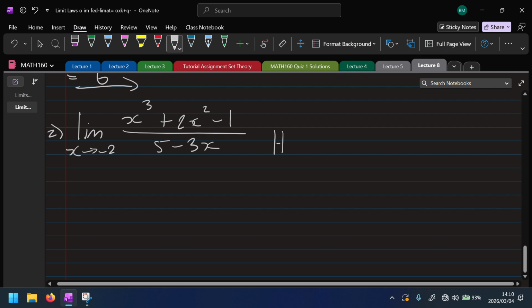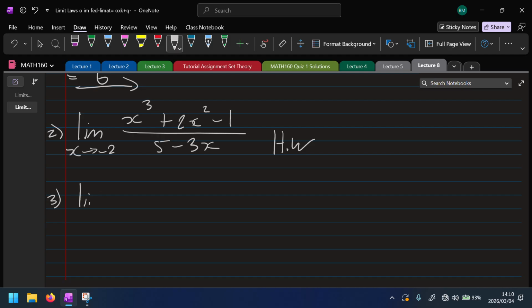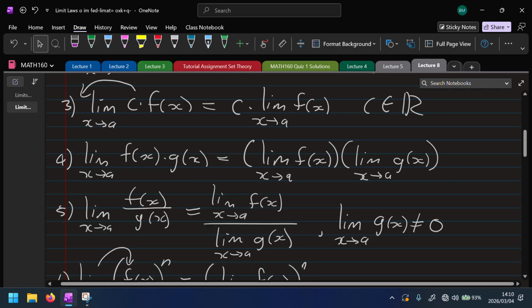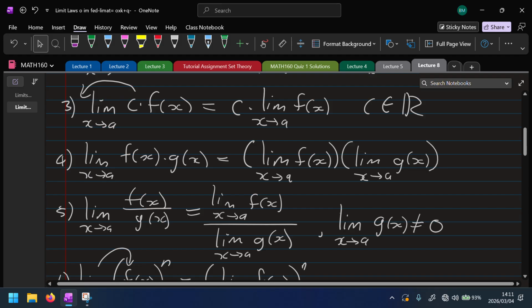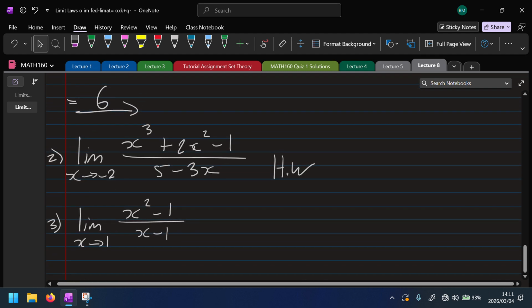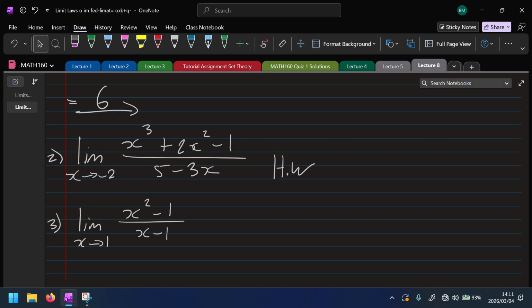Okay, so this will be for homework. Number 3, we have the limit as x goes to 1 of x squared minus 1 over x minus 1. Here we have a slight issue because the limit of the top and the bottom, what's that going to be? So a limit of a quotient, we can do limit of the top and limit of the bottom using number 5. But what happens with that bottom one? What would the limit of the bottom be?